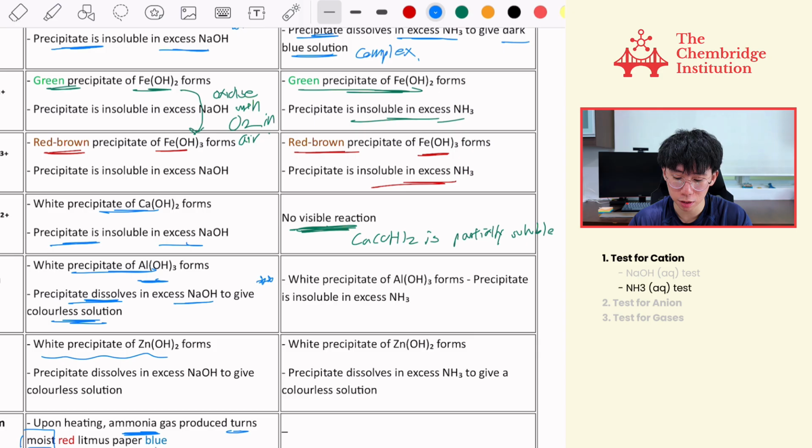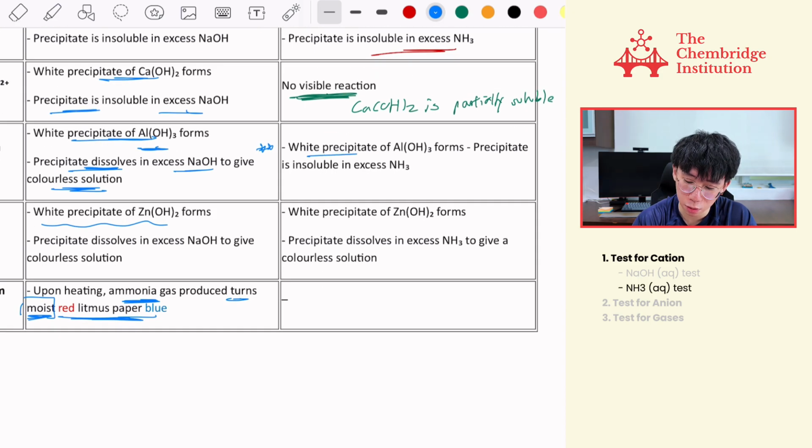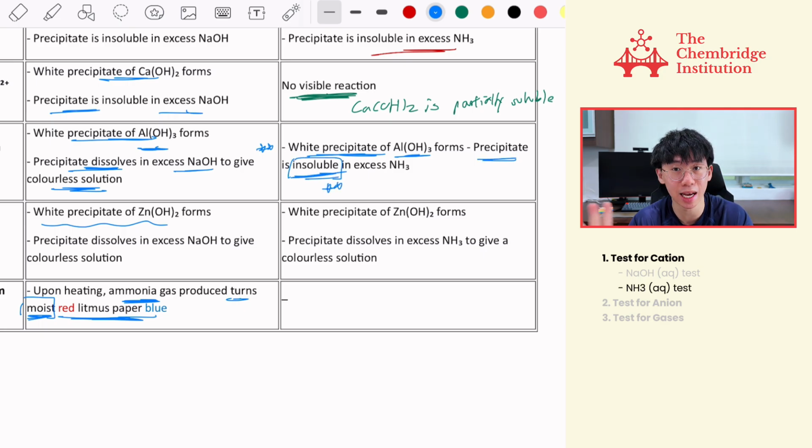Next, your aluminium, Al3 plus, will give a white PPT of AlOH3 first, but this precipitate is insoluble in excess. This is the key difference, it's insoluble in excess NH3 compared to your zinc. Zinc will still get this white PPT, but this zinc hydroxide will still dissolve in excess NH3 to give a colorless solution, again because you will form a complex over here. And your ammonium ion is not going to react with aqueous ammonia.